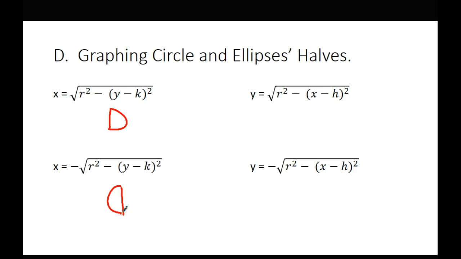Over here, when you have a y equals, you're talking about the top versus the bottom. When it's positive, we're talking about the top half of a circle, and when it's negative, we're talking about the bottom half of the circle. Can you say that one more time? When it's y equals, that's talking about up and down, right? Isn't y the up and down variable? Yeah. So we're talking about above and below. So it's a top half and a bottom half. The one that's positive is above, the one that's negative is below.